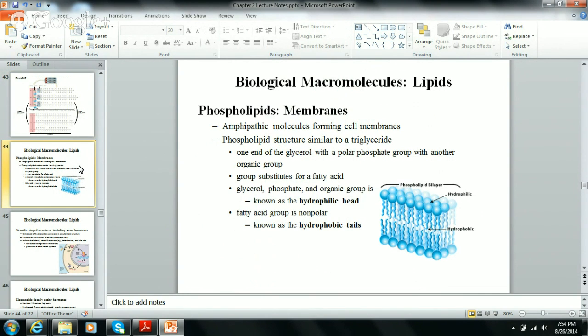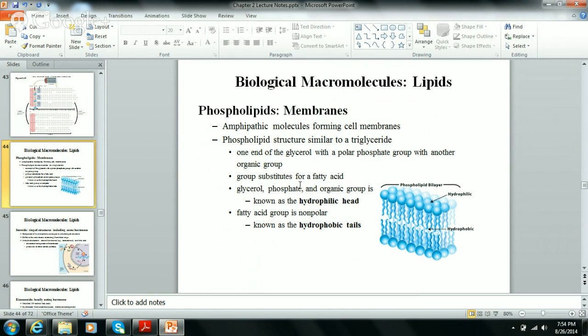Another form of lipids is a phospholipid. You'll hear later on when we get to the cell chapter, we'll talk about the fact that the cell membrane has a phospholipid bilayer, which in other words, this is a phospholipid bilayer, this image right here. And you'll oftentimes hear them talk about that a phospholipid has one end of the glycerol. Same thing like a triglyceride, it had a glycerol backbone.